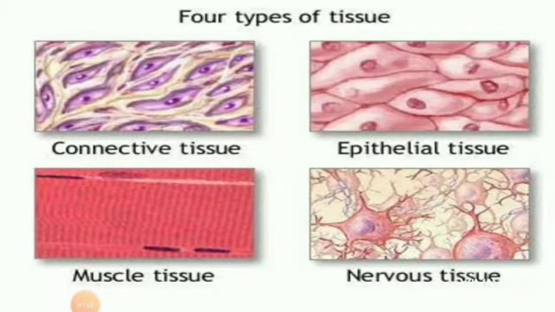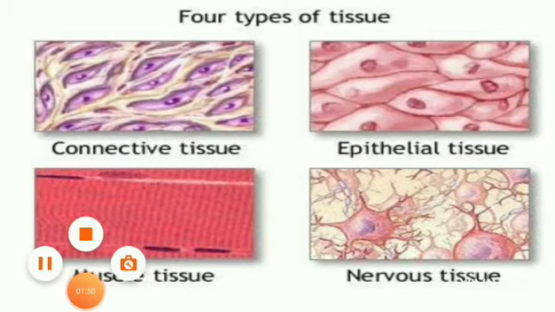So, all the complex organisms consist of only four basic types of tissues. What are they? Connective tissue, epithelial tissue, muscle tissue and nerve tissue. Do you understand, children?